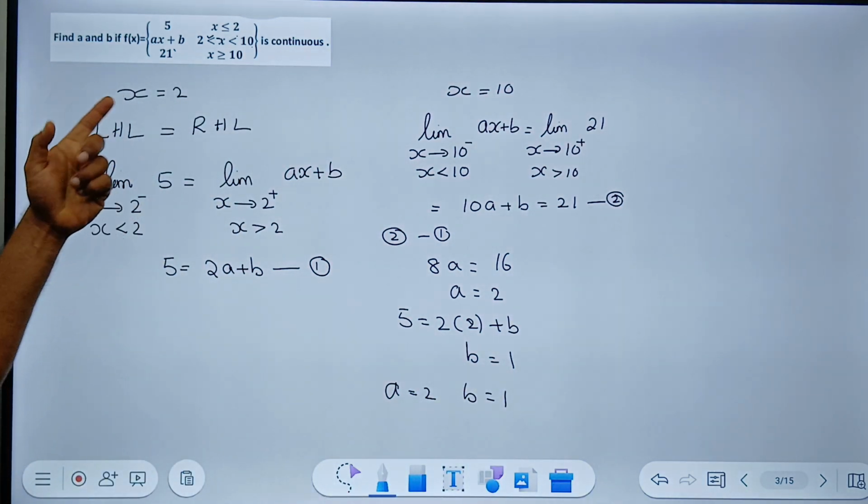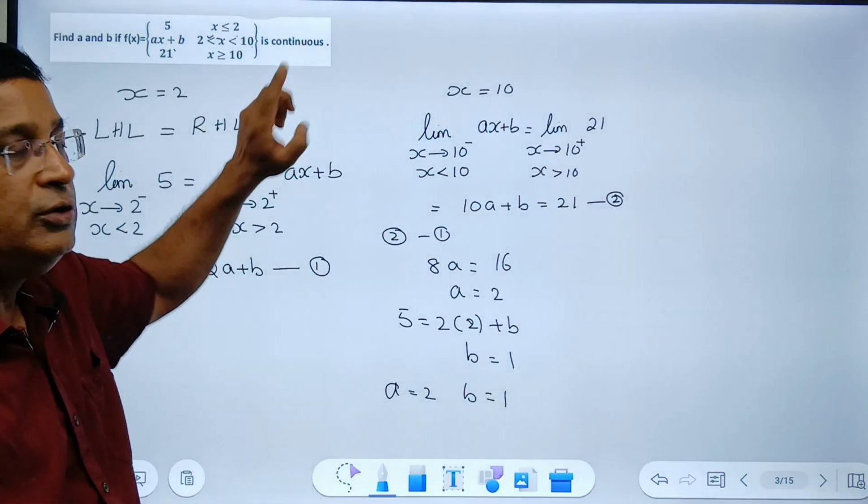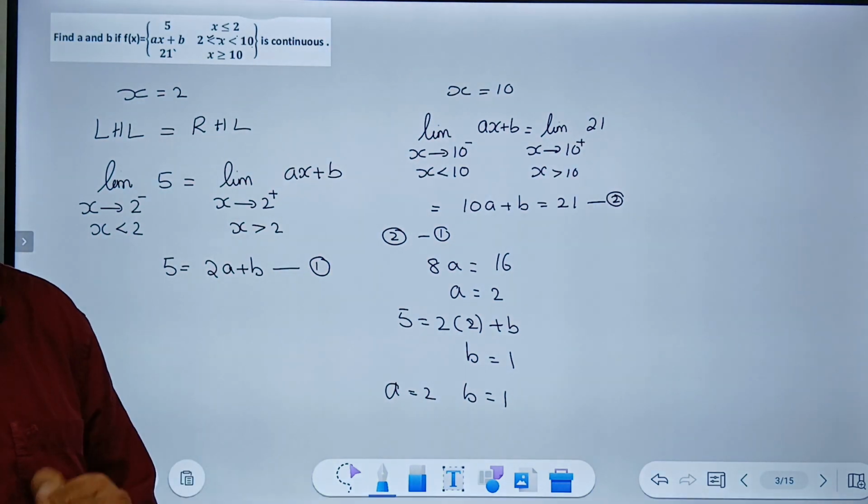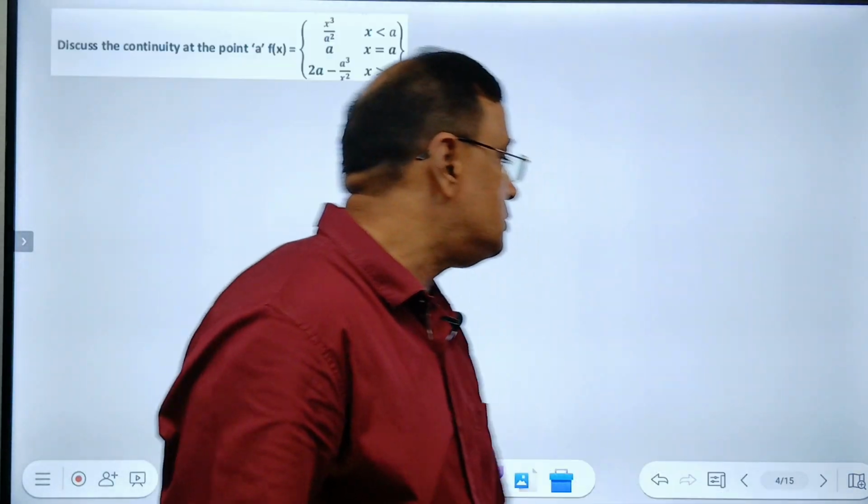What I want you to remember is, he has said the function is continuous but has not told where it is continuous. That means it is continuous in the entire real line. Now let's go to the second question.